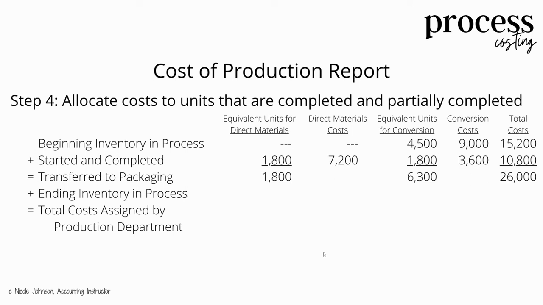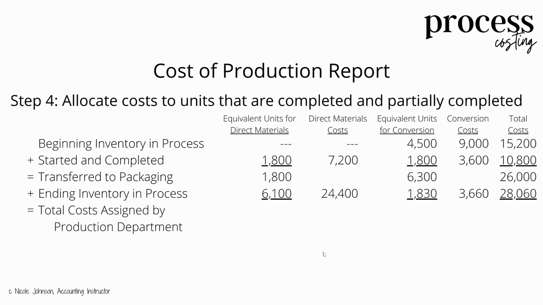Now we can determine what's transferred to packaging. Equivalent units for direct materials is 1,800. Equivalent units for conversion is 6,300, and our total cost is 15,200 plus 10,800 to bring it to 26,000 for transfer to packaging.